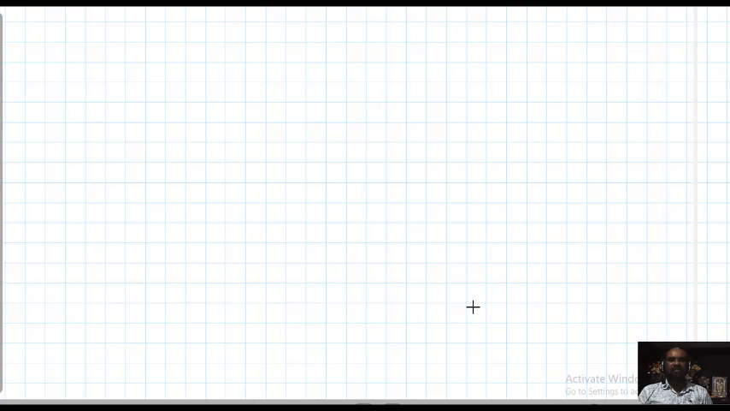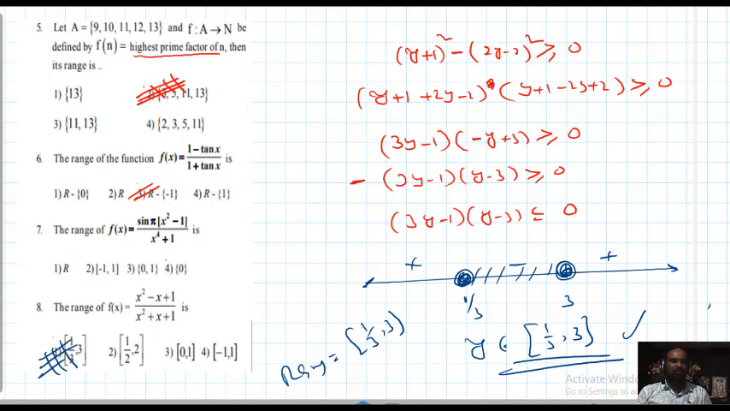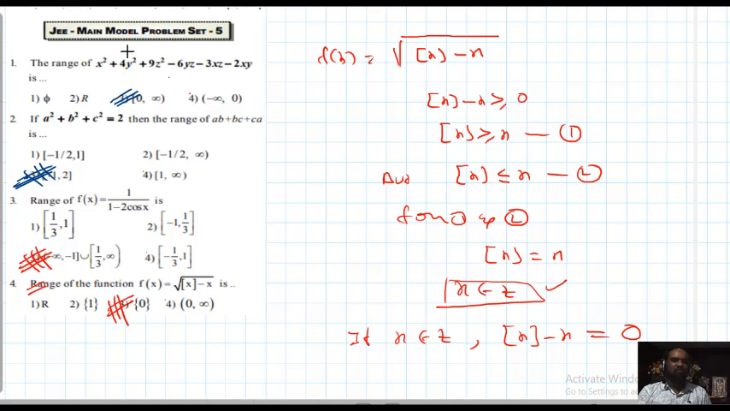Hello student, this is the 18th part of functions. Last part I started to solve problems from JEE Mains problem set 5. From this, 8 problems are completed. So the rest of the problems I want to explain.